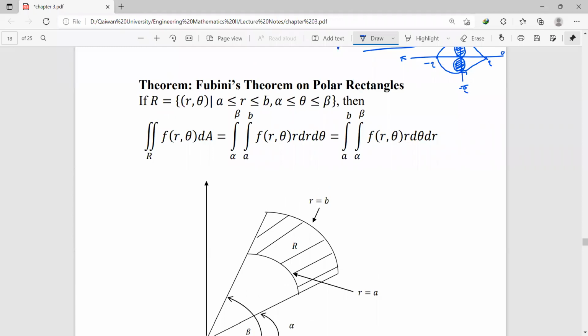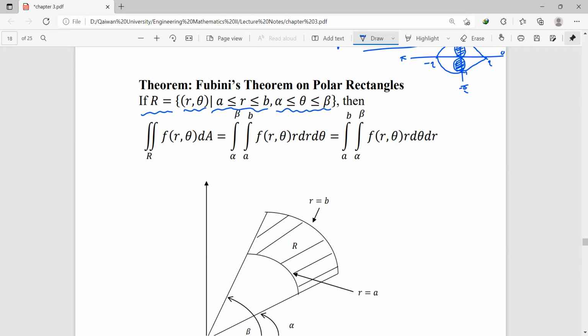Now we have Fubini's theorem on polar rectangles. We say if R, to be r and theta, this is our region. R is our region. It is defined by r and theta, where r is from a to b and theta is from alpha to beta.